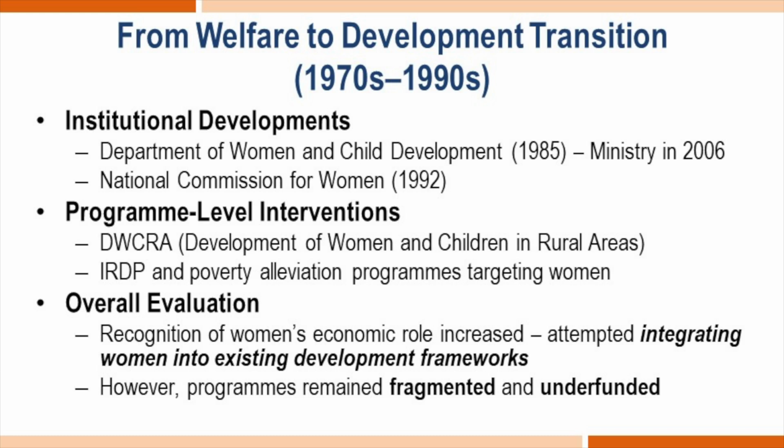At the same time, during the period of the 70s, 80s, and early 90s, we had also started taking up program level intervention. There were specific programs like development of women and children in rural areas, like IRDP, that is the Integrated Rural Development Program, wherein in different activities, women were made part of the development process. Also, there were specific poverty alleviation programs targeting women.